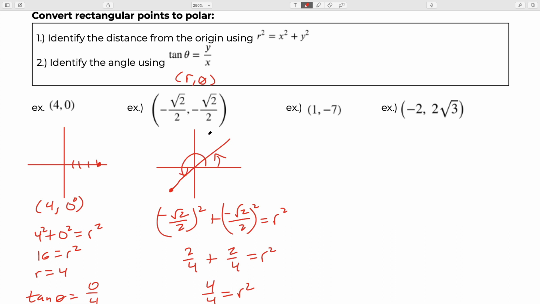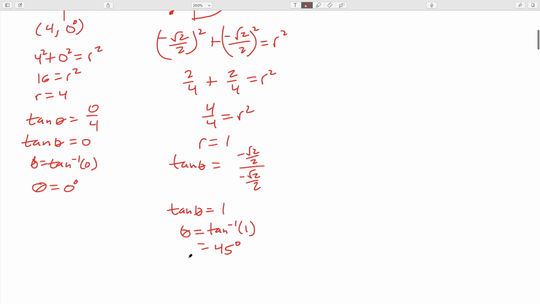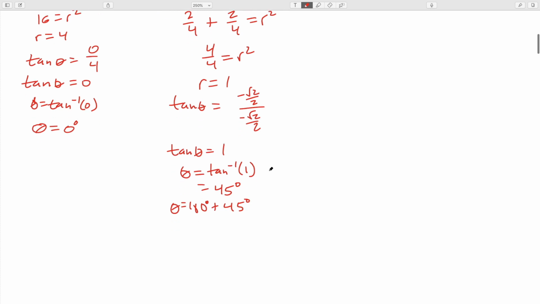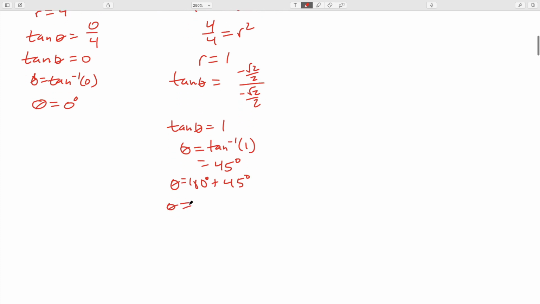So remember, the reason this is happening is because tangent inverse is restricted to the first and fourth quadrants, so it's only going to give us this angle. We just have to remember that this angle is going to be the same. Basically, what it's giving you is this reference angle here. So if I know this is going to be 180 plus 45 degrees, I can say theta equals 180 degrees plus 45 degrees. And hopefully you recognize that to be 225 degrees.